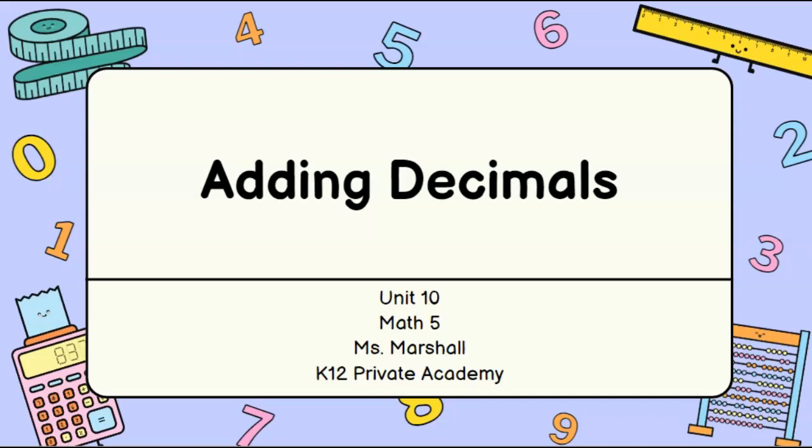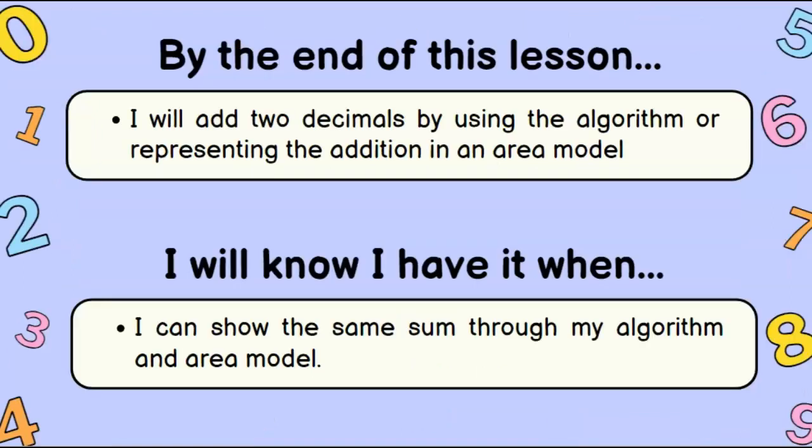All right, so today we're going to be talking about the topic of adding decimals from Unit 10. By the end of this lesson, you'll add 2 decimals by using the algorithm or representing the addition in an area model. You'll know you'll have it when you can show the same sum you get from your algorithm and it matches your area model, what you've created.